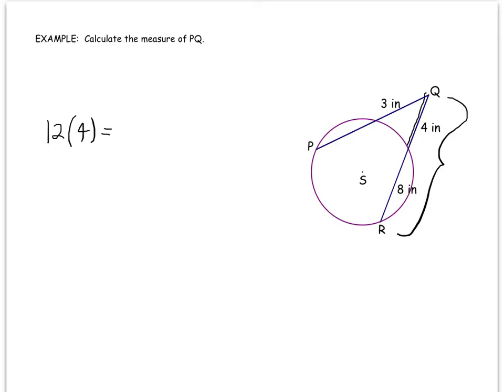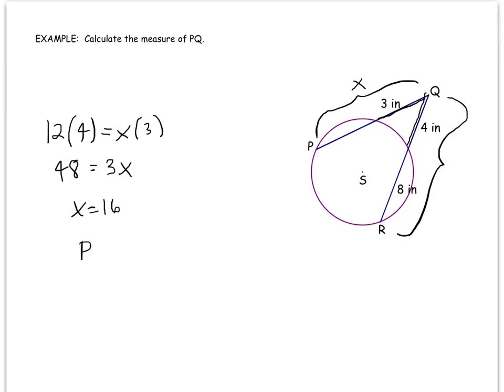So same deal over here. So this would be PQ, let's call that x, times just the external part, which is in this case 3. So 48 equals 3x, and x must be 16. So PQ is 16 inches.